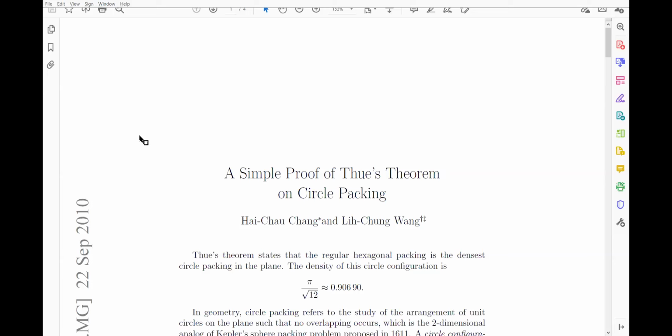So I searched on the web for a simple proof of Thue's theorem. Not surprisingly, I found a paper titled A Simple Proof of Thue's Theorem on Circle Fractions. Let's look at it. It's only 4 pages, so you could easily convert this to a couple of slides. Rather than converting it to slides, I want to just go through it with you and ask how would you look at a paper like this?